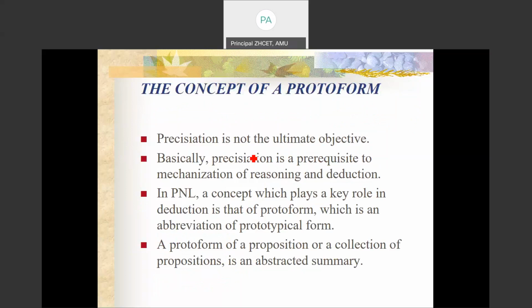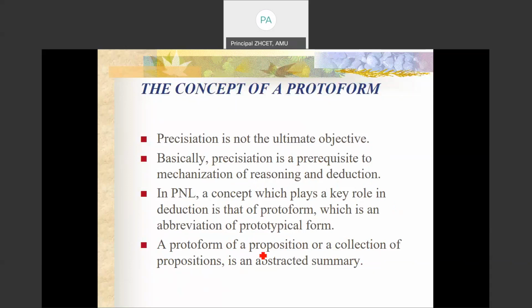Precisiation is not the ultimate objective. Basically, precisiation is a prerequisite to mechanization of reasoning and deduction, which is so important in a question answering system. In precisiated natural language, a concept which plays a key role in deduction is that of protoform. As I've given, there are 5 protoforms. There may be more protoforms; these are just to begin with. Protoform is an abbreviation of prototypical form.